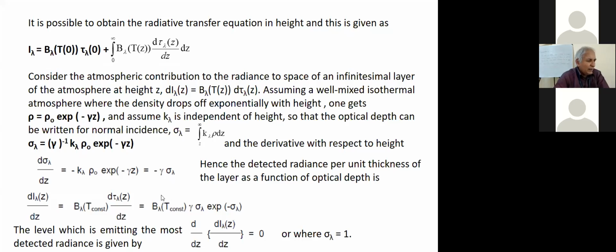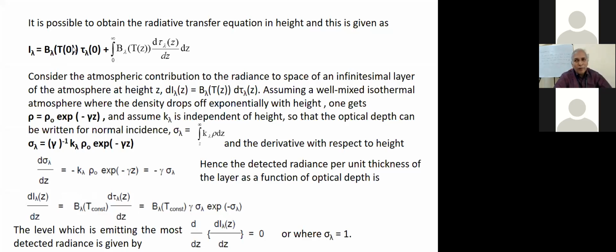So for a very simple, exponentially varying density, if I substitute this value, I get d I lambda by dz given by this, and so this is given by this. This tells me d by dz of I lambda. I want to find out which level is emitting the most detected radiance.